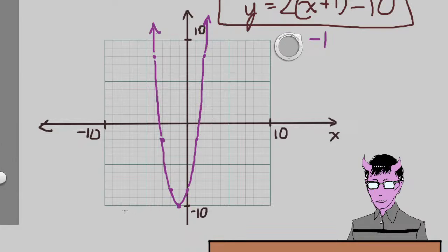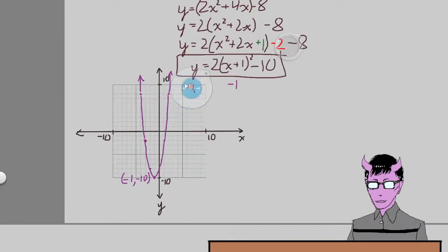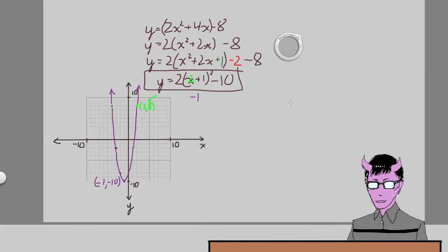We should probably label that. So that's -1, comma, -10. And there you go. The graph is successful, but just for posterity's sake, let's check. So this point right here is +2, +8. Ooh, that's a bad color. Let's check it out though. So 2 plus 1 is 3, 3 squared is 9, 9 times 2 is 18, 18 minus 10 is 8. So this one seems legit. So our graph is probably good, and we're good to go.